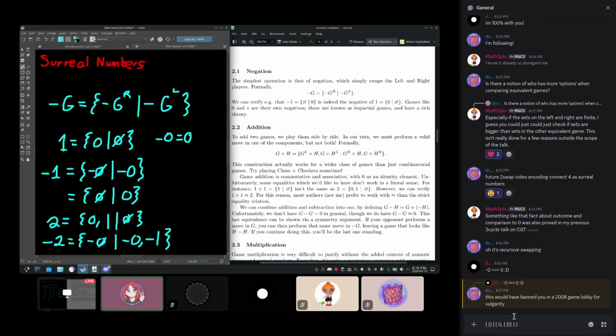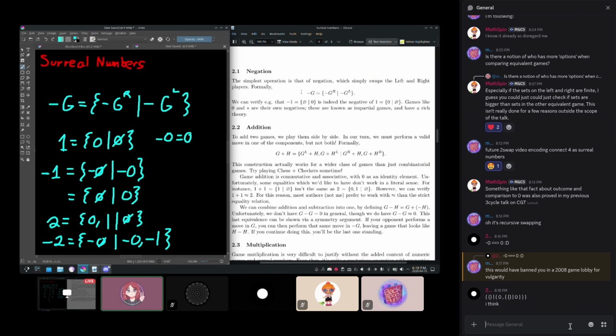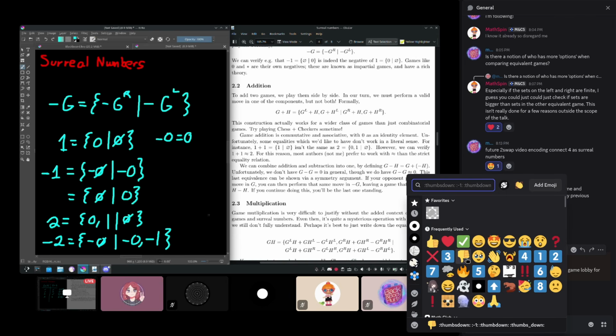But it is basically just swapping the left and right players. For instance, if we want to play the negative of chess, that basically just means that instead of me being white and you being black, now I'm black and you're white. So it's kind of just that. It's not very difficult. I think this should make sense. Does it make sense?